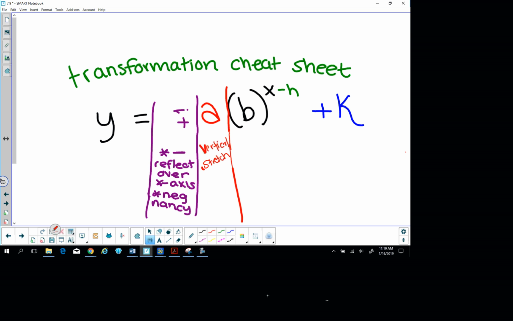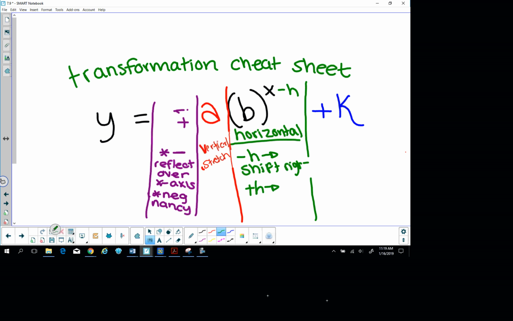The b we know is our growth and decay factor, but remember that minus h. And so h we know is horizontal, and I remember that because it starts with h. So horizontal, side to side. And remember opposite day: minus h means it shifts right. Plus h, it shifts left. So it just says minus h shifts right, plus h shifts left.